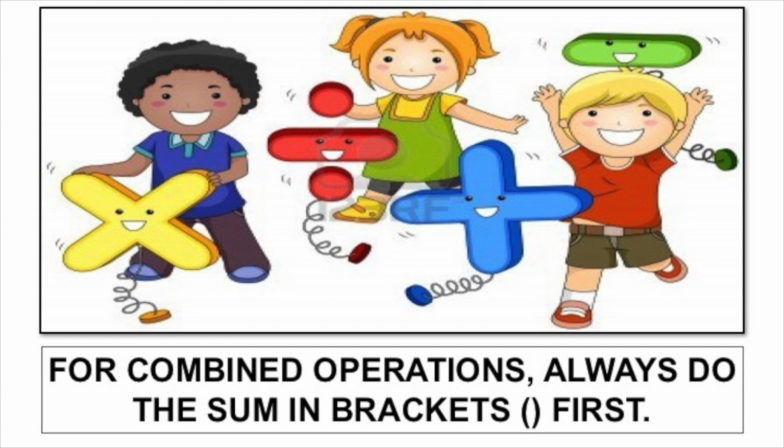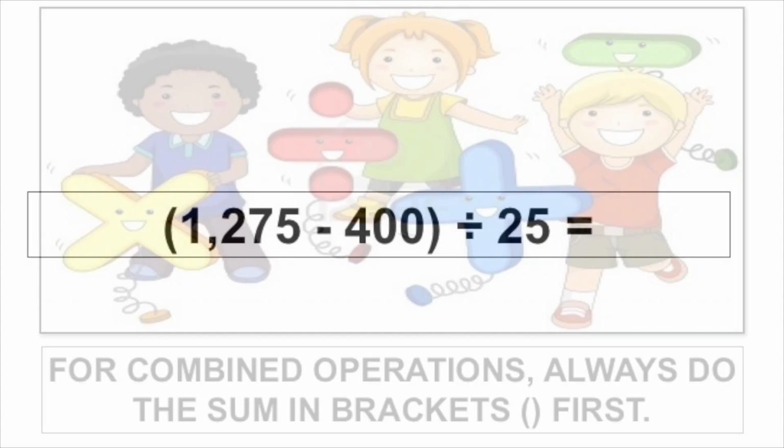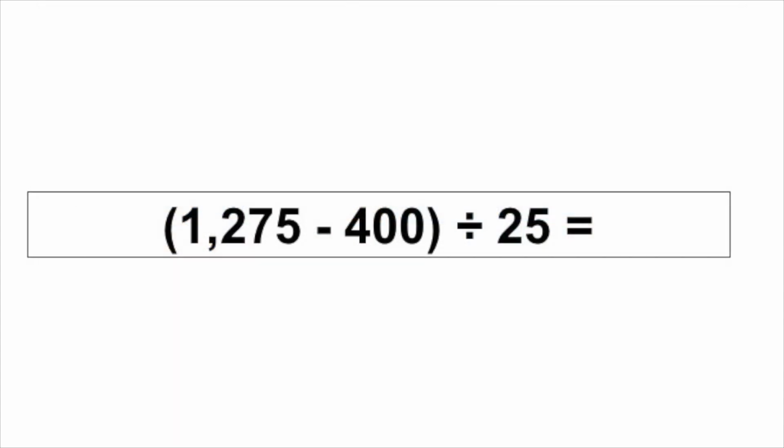For combined operations, always do the sum in brackets first. Okay, so that's always the place to start. Combined operations, find the brackets and start with the sum in brackets. So here we have 1,275 minus 400 divided by 25. So where do we start, guys? In the brackets.